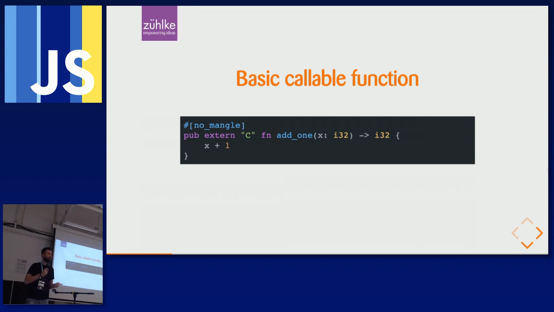It adds one to a given integer. So this is hardcore math, right? We will be so fast with that, and JavaScript would be so slow with that. No, obviously not. But let's look at the Rust function.